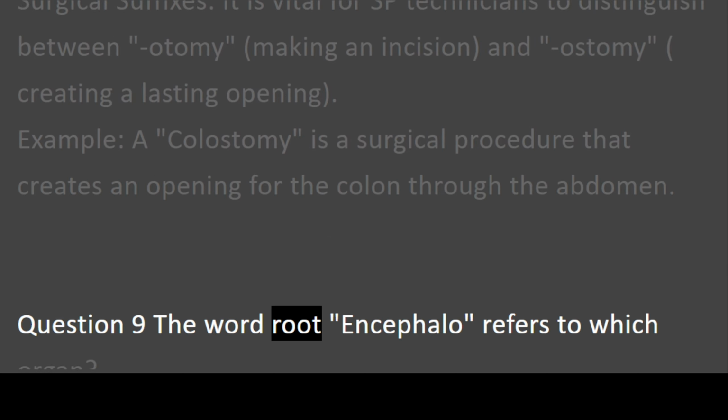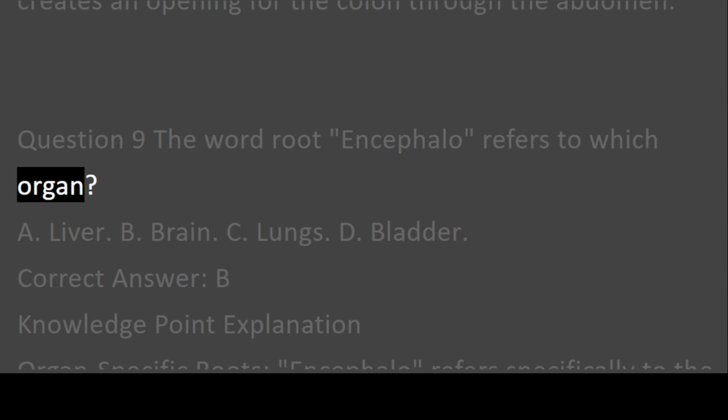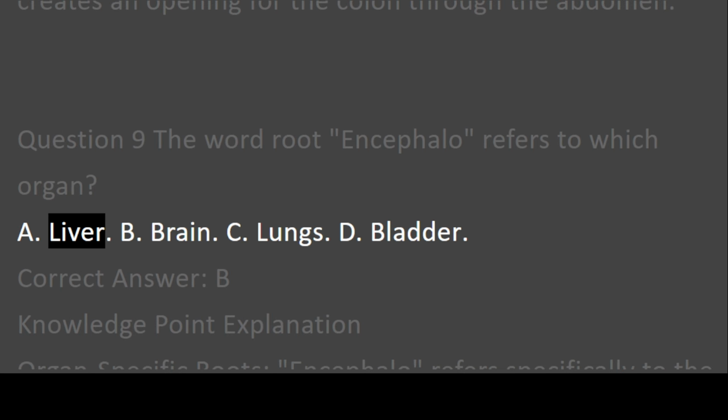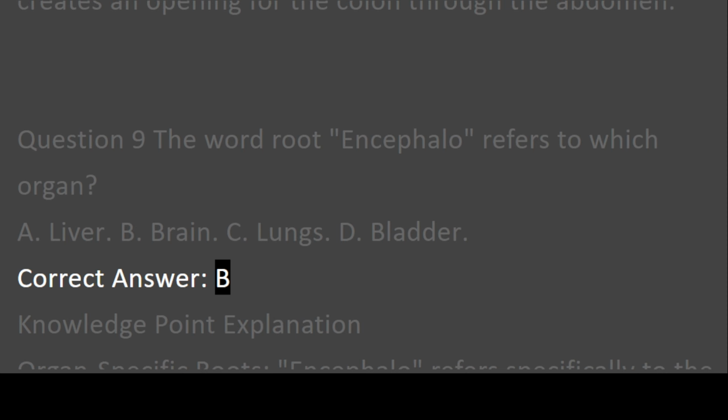Question 9. The word root encephalo refers to which organ? A. Liver. B. Brain. C. Lungs. D. Bladder. Correct answer, B.